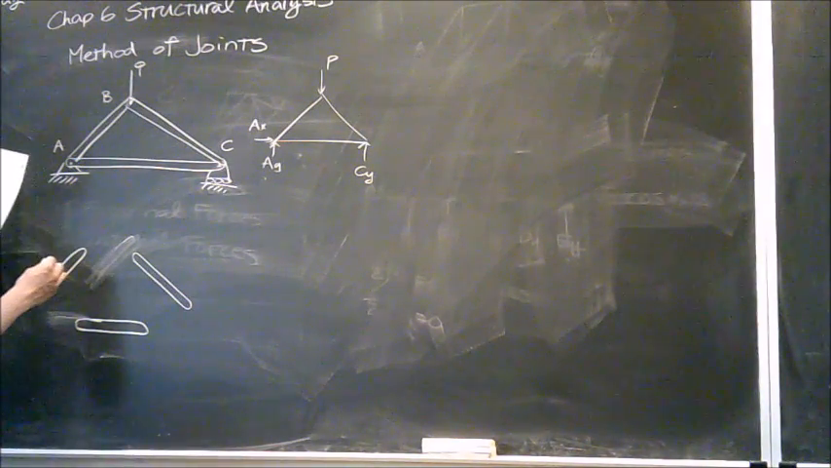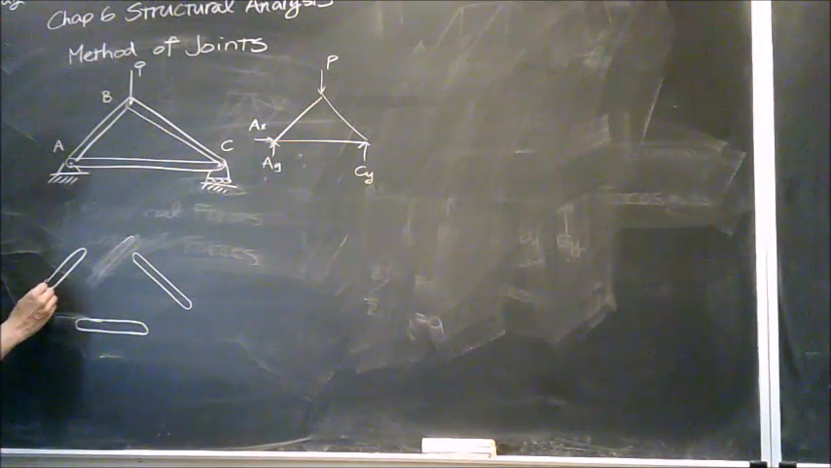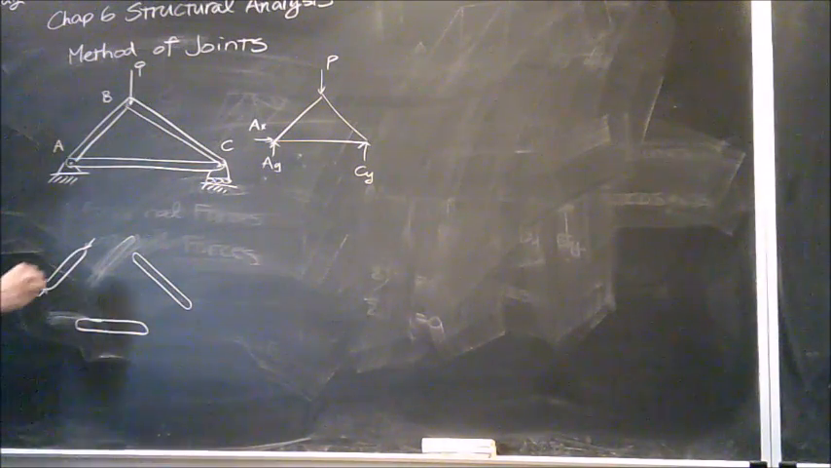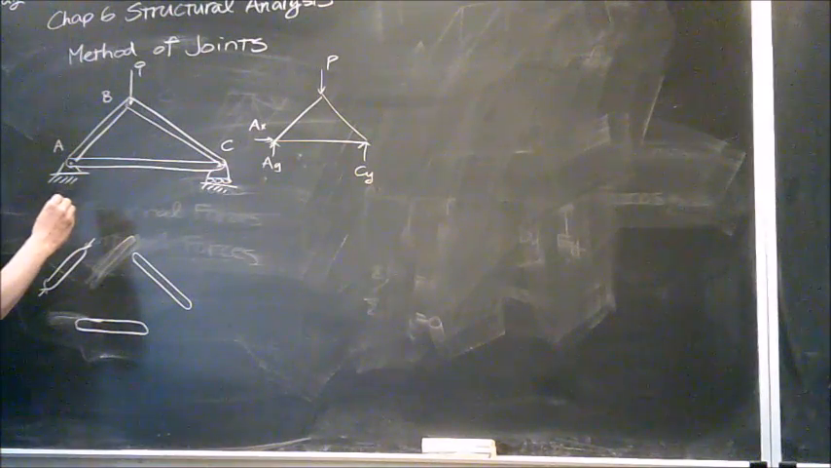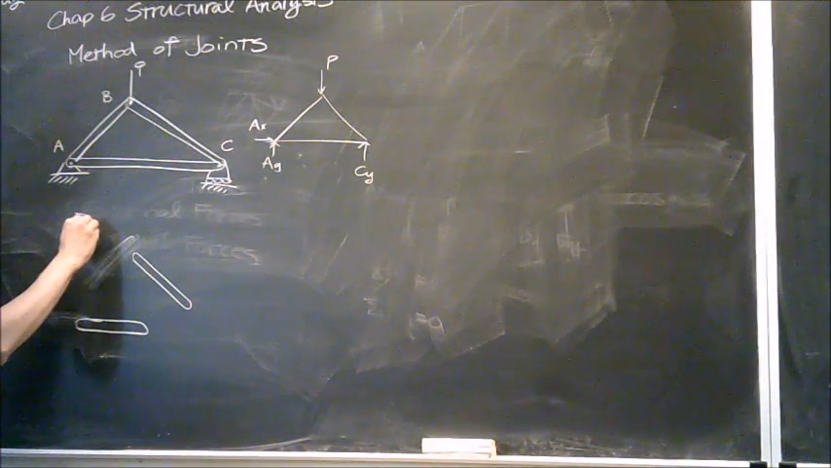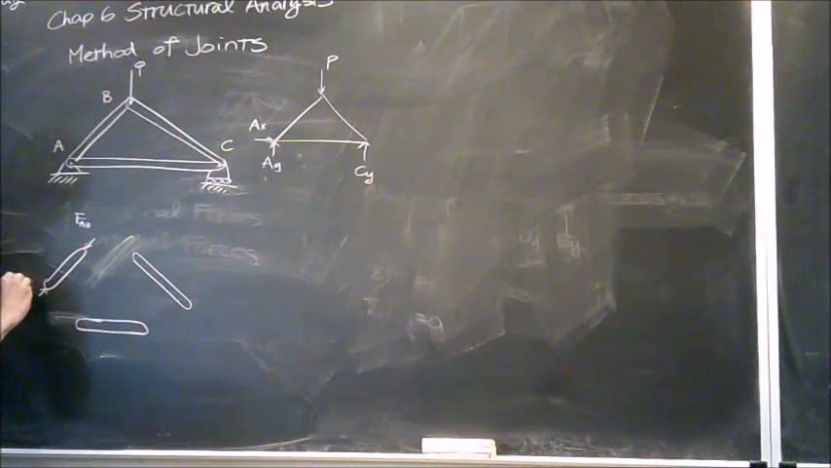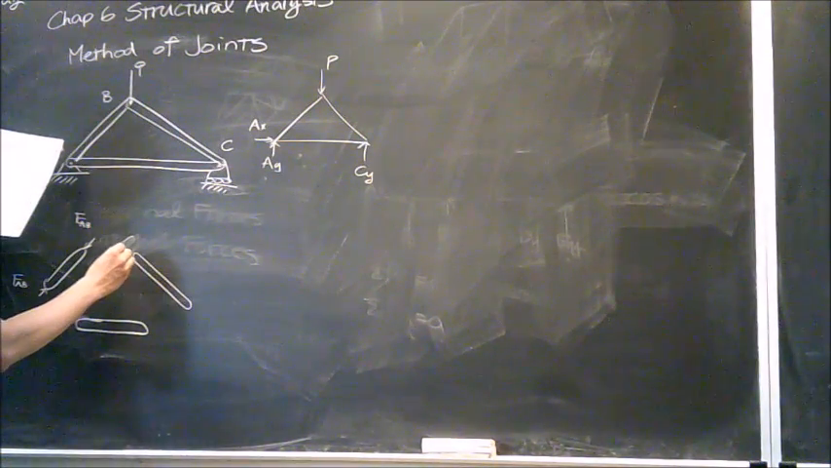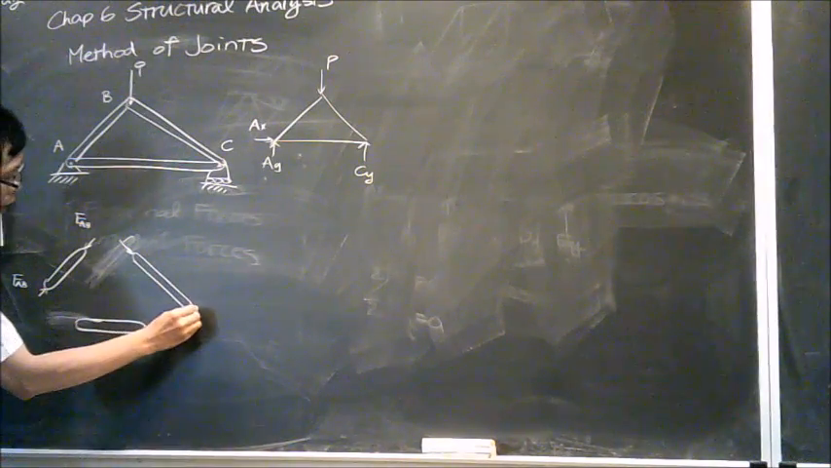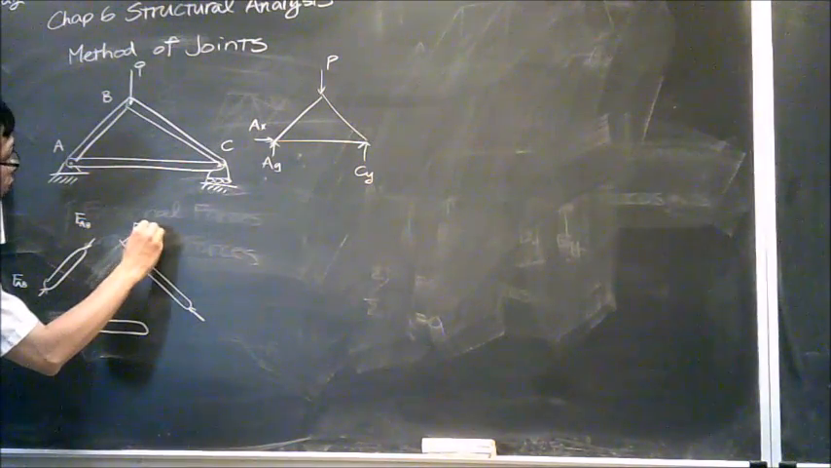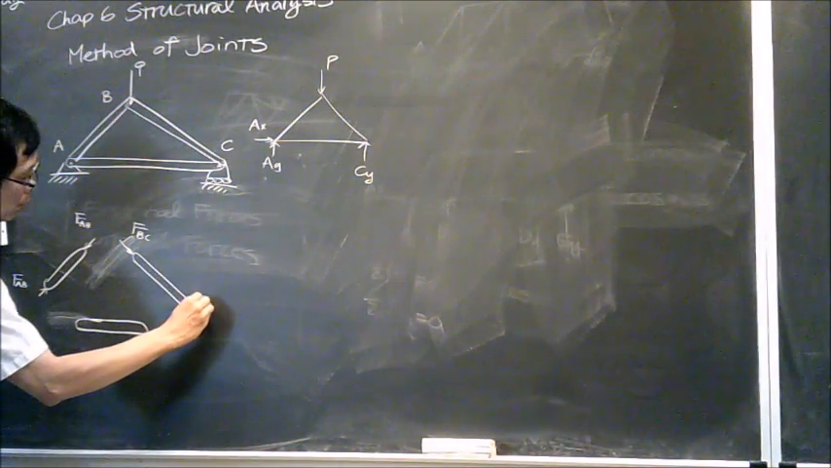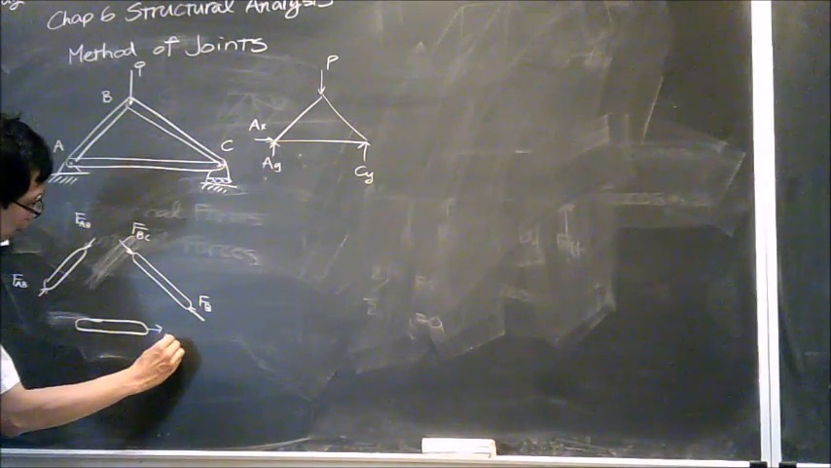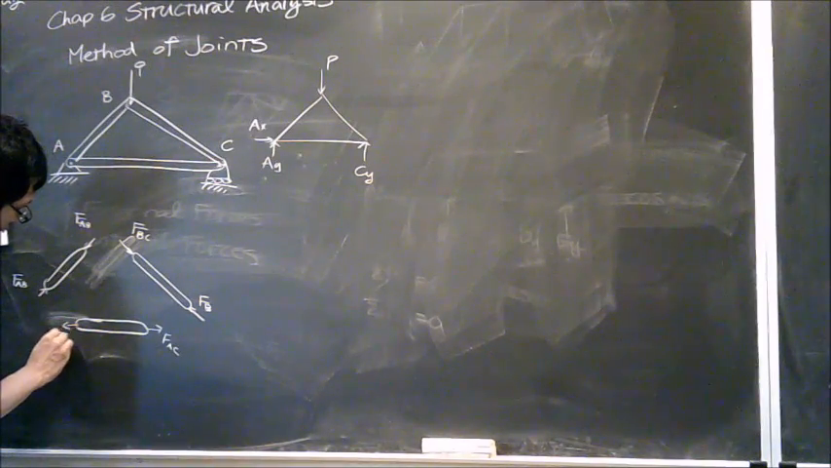So with that said, I can say, okay, I might have some force over here, I have force over here. Let's say this one, I have FAB over here. And over here, I have the same thing, but this time I name this one FBC. Over here, I have FAC.